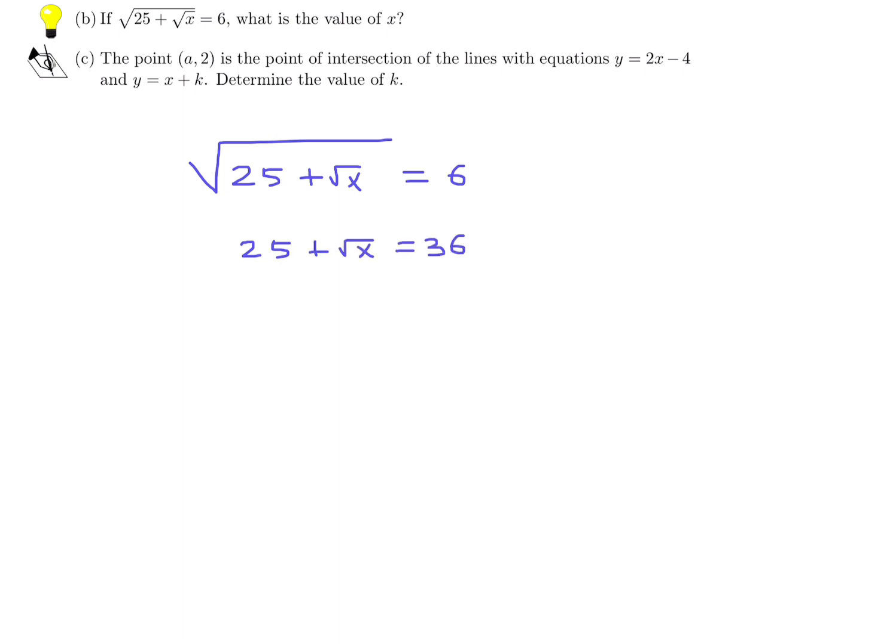Then bring the 25 over to the other side, and you get 36 minus 25, which is 11. Then again, take the square root of both sides, and you get x is equal to 11 squared, which is 121.